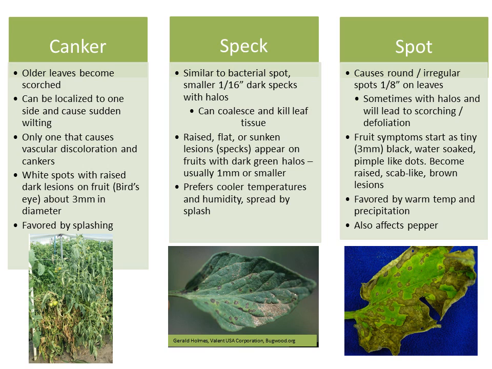Bacterial spot causes slightly larger, irregular spots on fruits and leaves, sometimes with halos and some scorching or some overall browning of foliage, as you see in the lower right. Fruit symptoms start as tiny spots, about 1/8 of an inch long, but they become larger with raised scab-like brown lesions around them. It's favored by warmer temps and by precipitation, and this disease also affects pepper. So these are just examples of bacterial diseases of a very commonly grown vegetable crop, tomatoes.